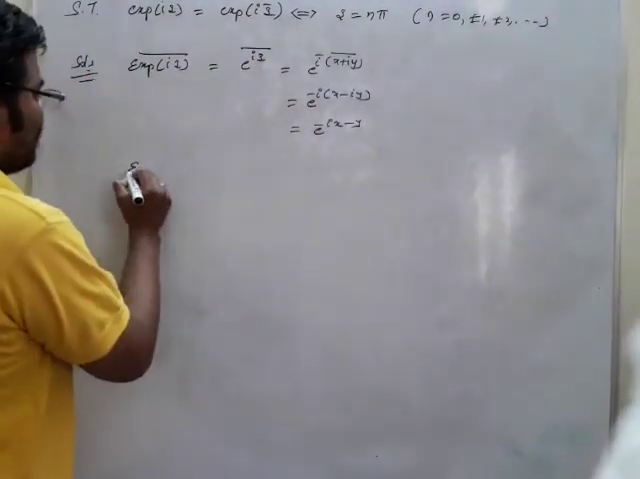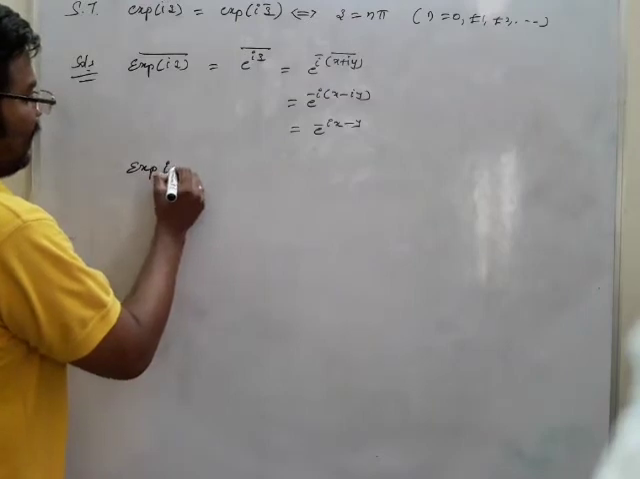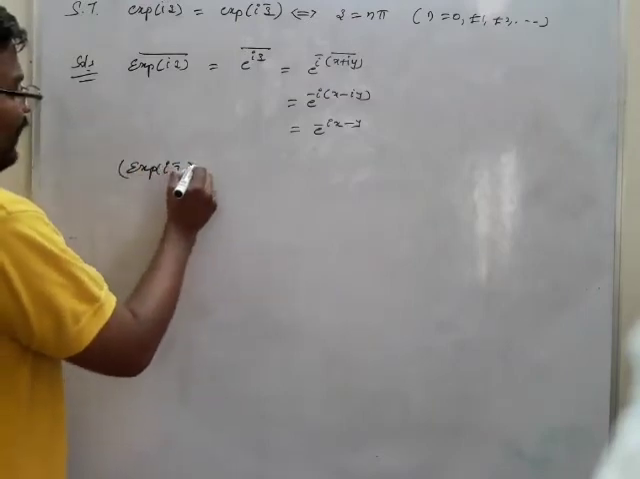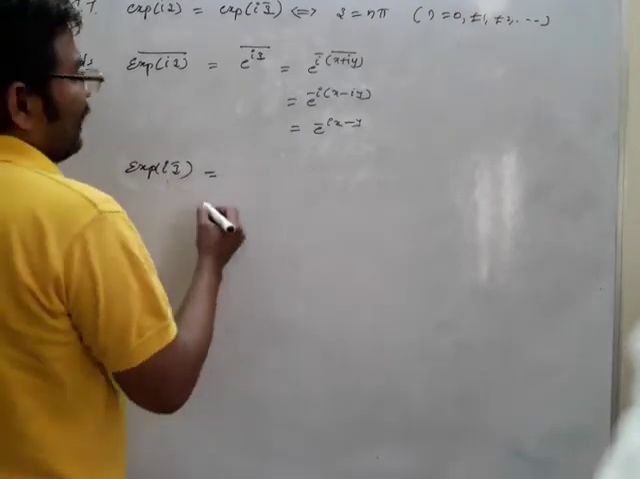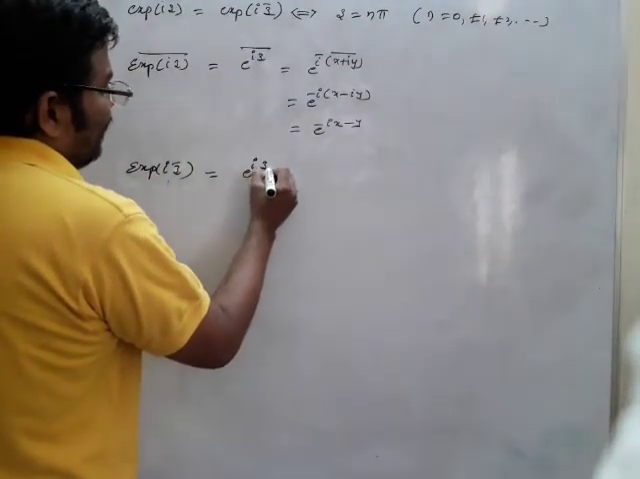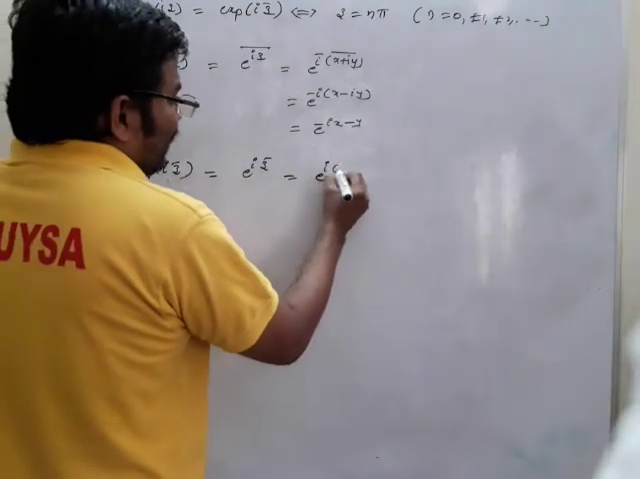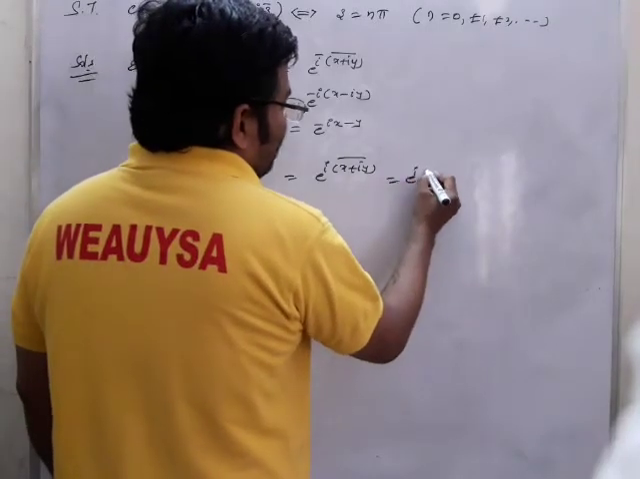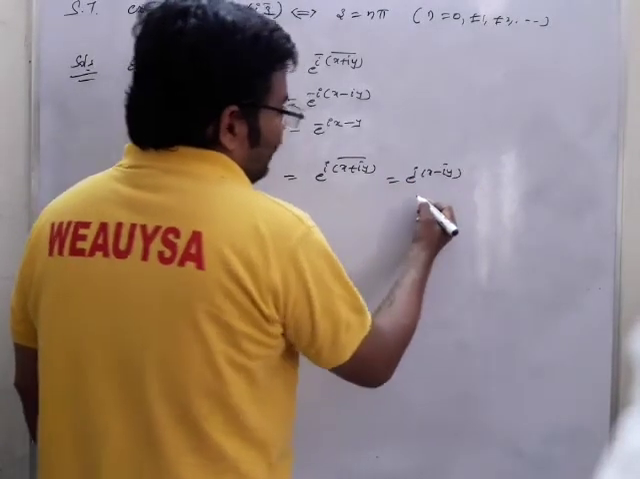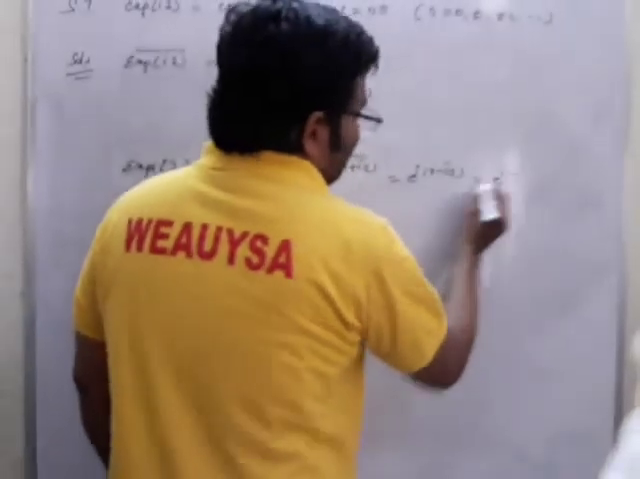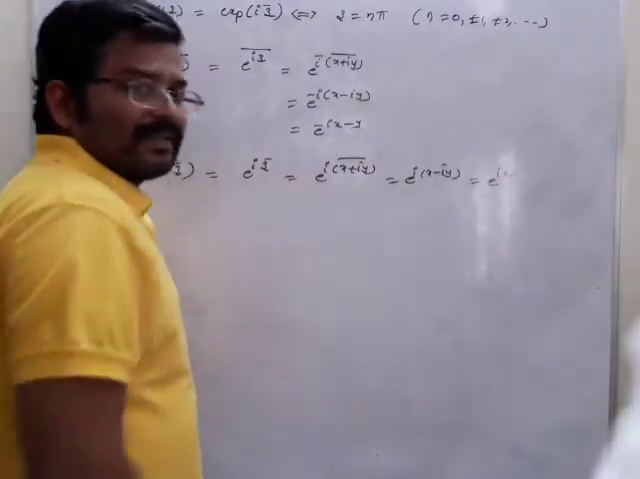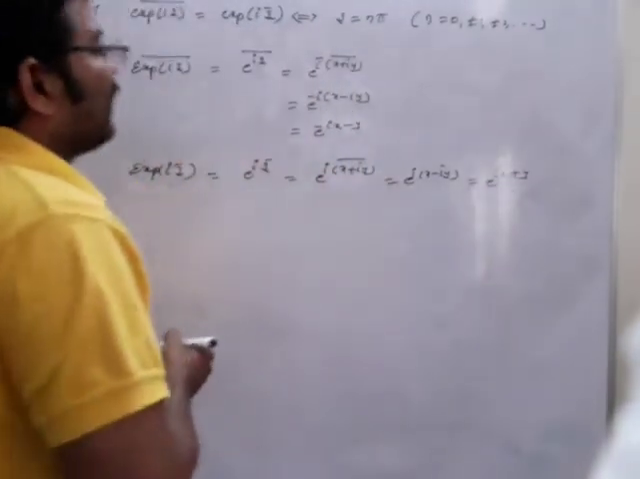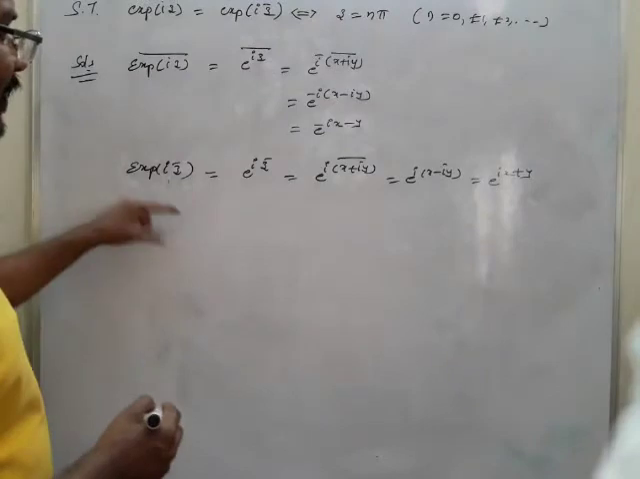Now I may write exponential i z bar; we'll find out this value. That is nothing but e power i z bar, that is e power i into the bar of x plus iy, that is e power i into x minus iy, that is e power ix. I into i is i square, which is minus 1, this minus becomes a plus 1. Now we'll equate both of them.